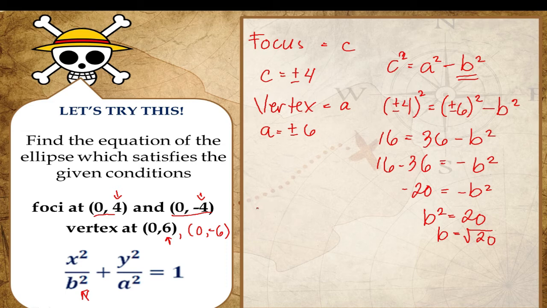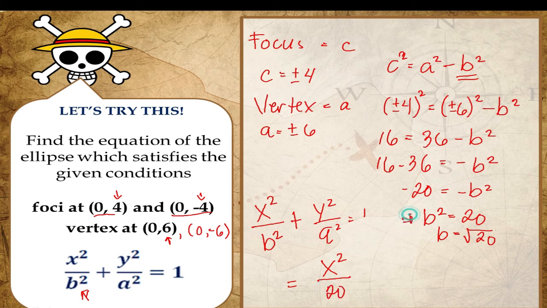Our equation is equal to x squared over b squared plus y squared over a squared equal to 1. We're just going to substitute b squared and a squared. We have x squared over our b squared is 20 from this b squared, and also plus y squared over our a squared is this one. A squared is 6 squared, that is 36, so that this is 36.